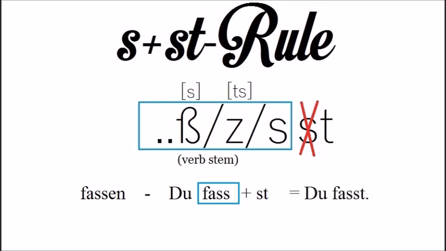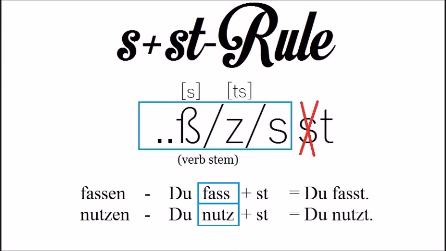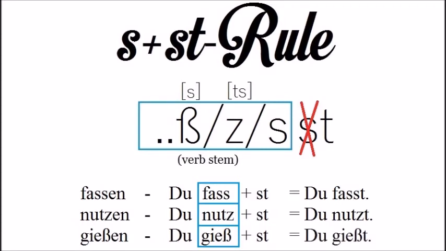Du fasst. Nutzen, to use. It has a z at the end, so it is du nutzt. Gießen, to pour. It has an ß at the end, so it is du gießt.